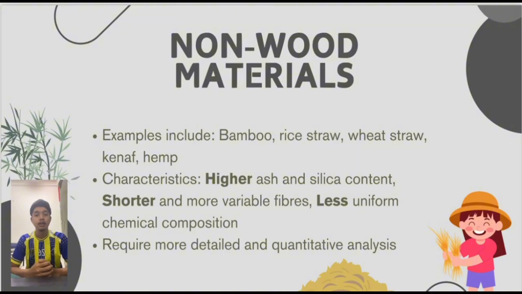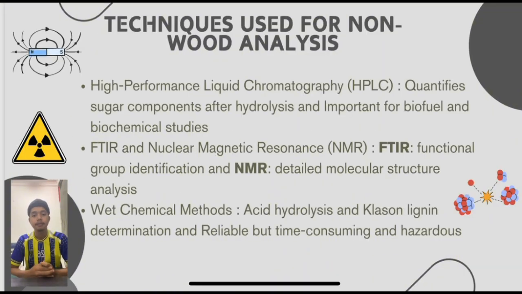First, non-wood material. Non-wood lignocellulosic material include bamboo, rice straw, wheat straw, and kenaf. This material usually have higher ash and silica content, shorter fiber, and more variable chemical composition. Because of this complexity, non-wood material require more detailed and quantitative analysis technique.